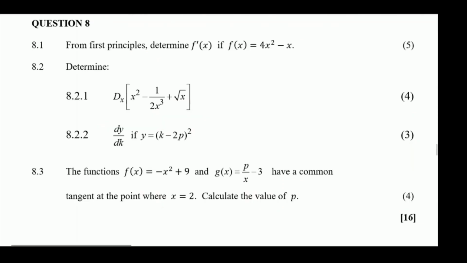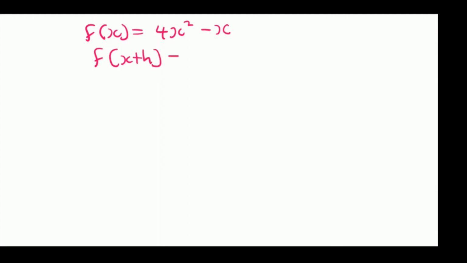So now we're going to do question 8. 8.1 says that from first principles, determine the derivative if f of x equals 4x squared minus x. So we're going to use first principles to find the derivative of this problem here. So you have f of x equals 4x squared minus x, meaning f of x plus h would be 4 into (x plus h) squared minus (x plus h), right?